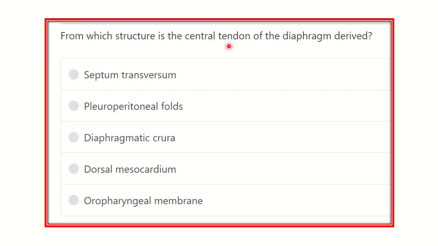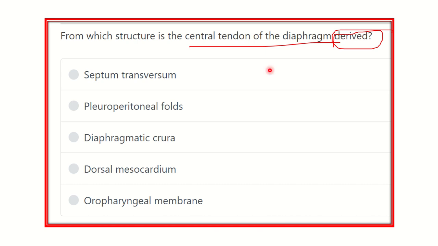This is the question: from which structure is the central tendon of the diaphragm derived? It is a direct question: the central tendon of the diaphragm is derived from which of the following structures. We know the diaphragm has two or three parts. One of them is the central tendon.